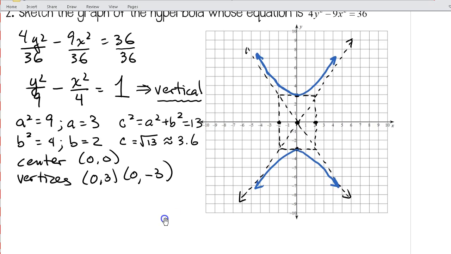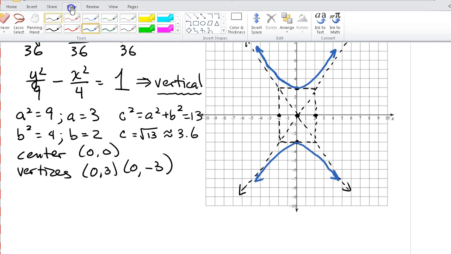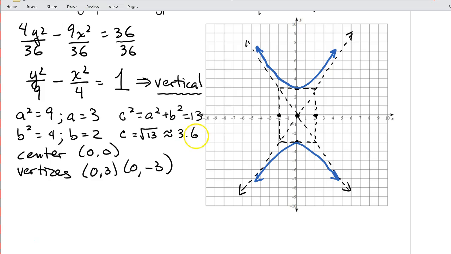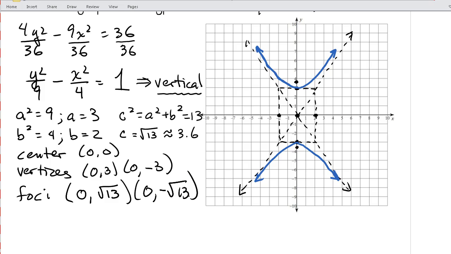So before we move on to the next example, let's talk about the foci. So I know that c is 3.6. So from the center, I'm going to go up 3.6. So there's going to be one focus, and then I'm going to go down 3.6. Here's the other focus. And since our center is at 0, 0, it makes our foci kind of easy to find. So I'm going to be at 0, positive square root of 13. You could use 3.6 if you wanted to as well. And then 0, negative square root of 13. Those would be our foci.